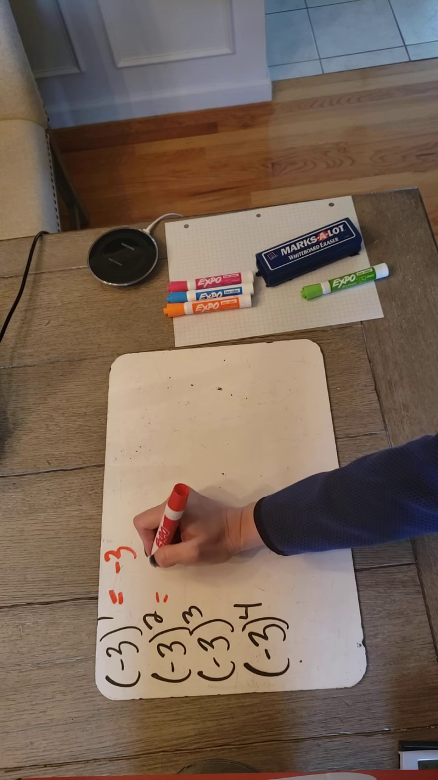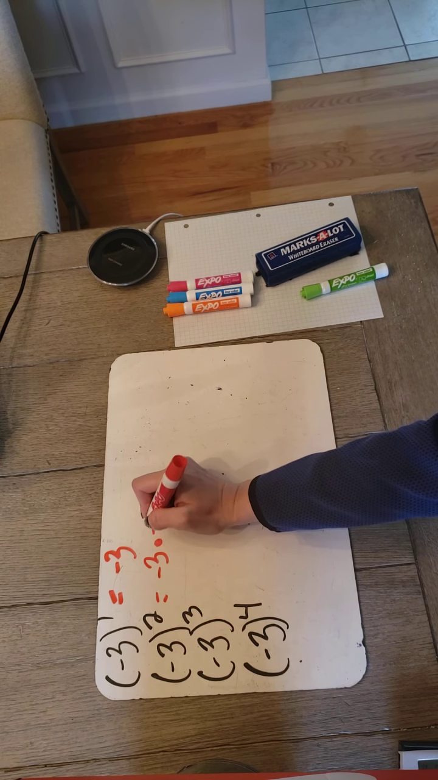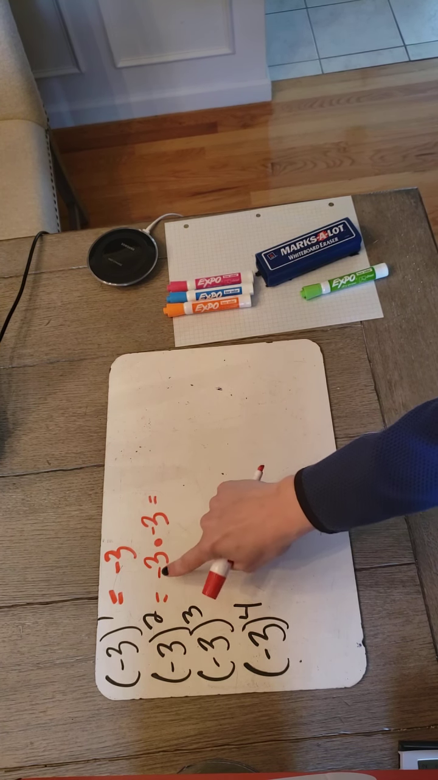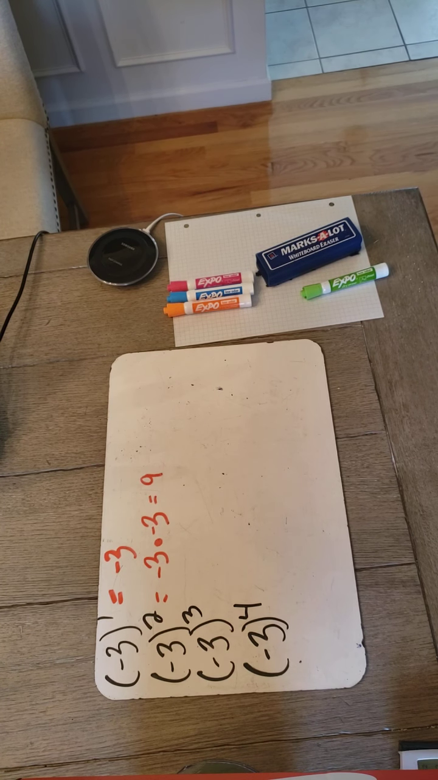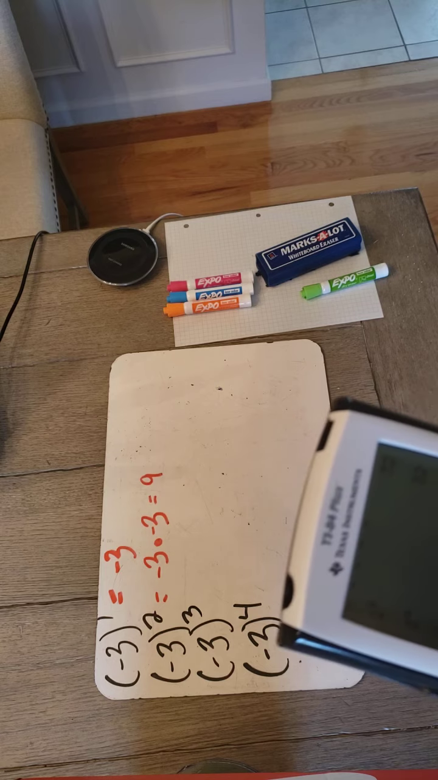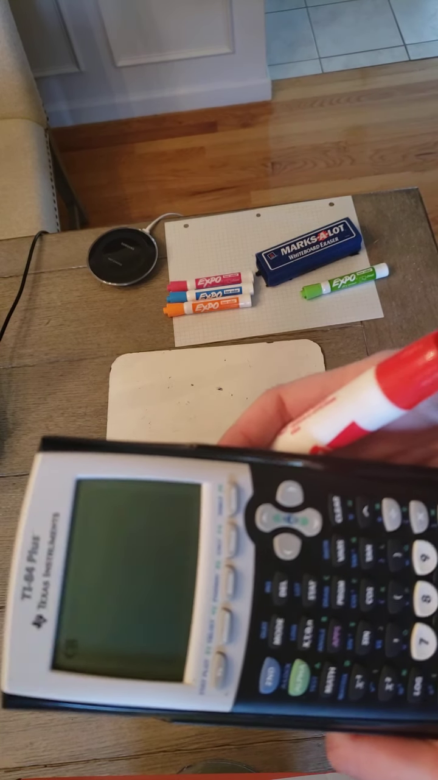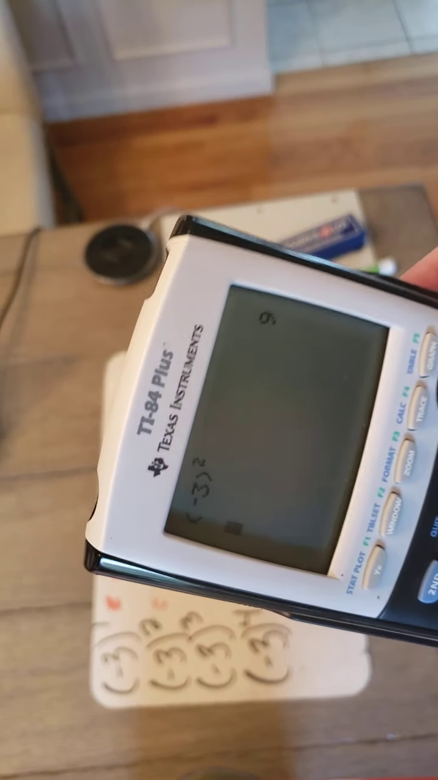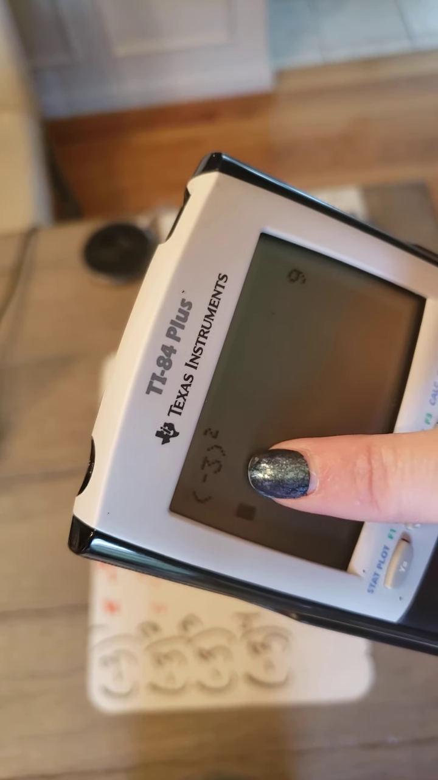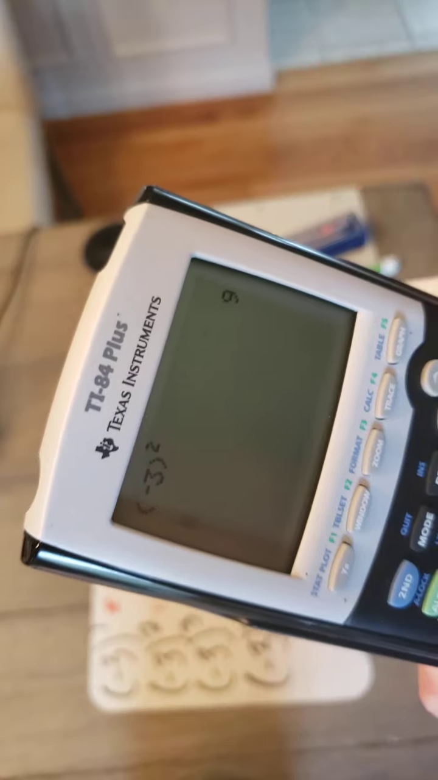Negative 3 squared is negative 3 times negative 3. And negative 3 times negative 3 is a positive 9. When you put this in the calculator, if you do not put the negative 3 in parentheses, you will not get the right answer. So see there, it's in parentheses. You get the right answer.